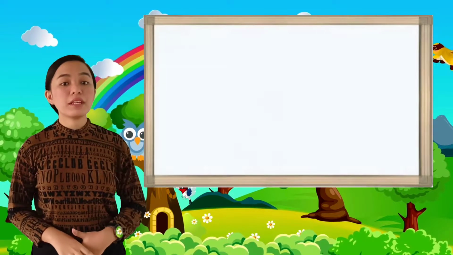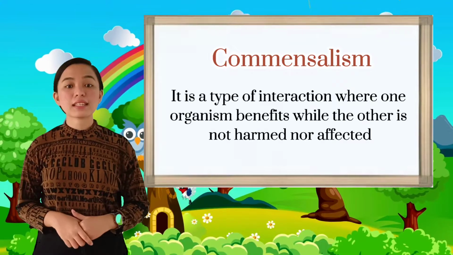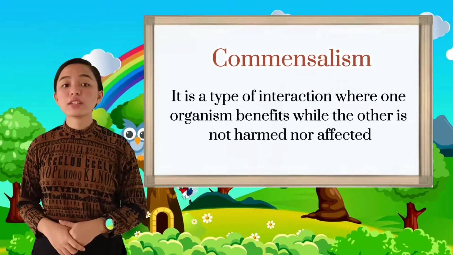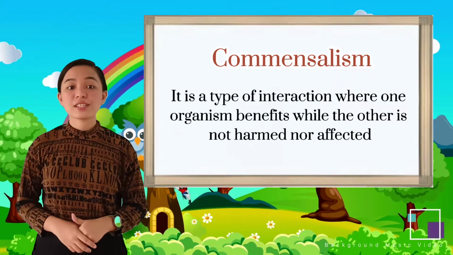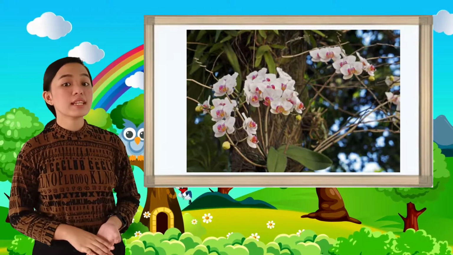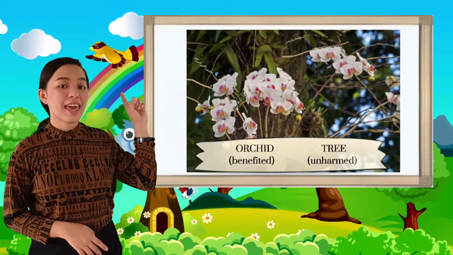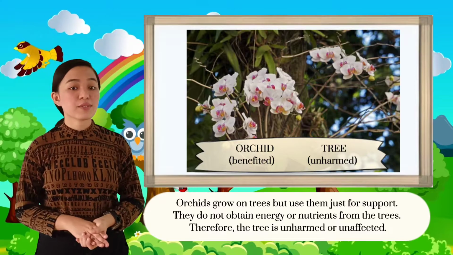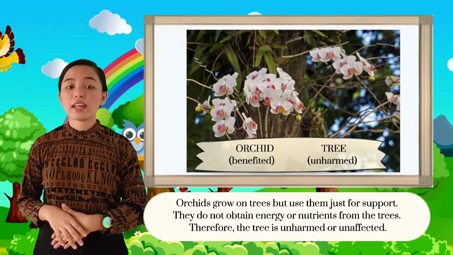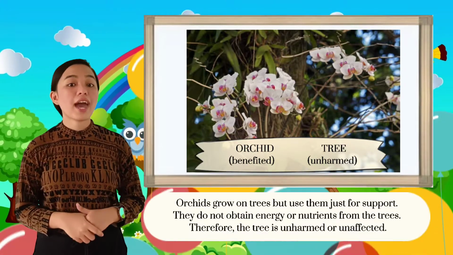The second type of beneficial interaction is the commensalism. Commensalism is a type of interaction where one organism benefits while the other is not harmed nor affected. So for example, take a look at this picture. What organisms can you see? Okay, very good. Orchids and a tree. Orchids grow on trees but use them just for support. They do not obtain energy or nutrients from the trees. Therefore, the tree is unharmed or unaffected.